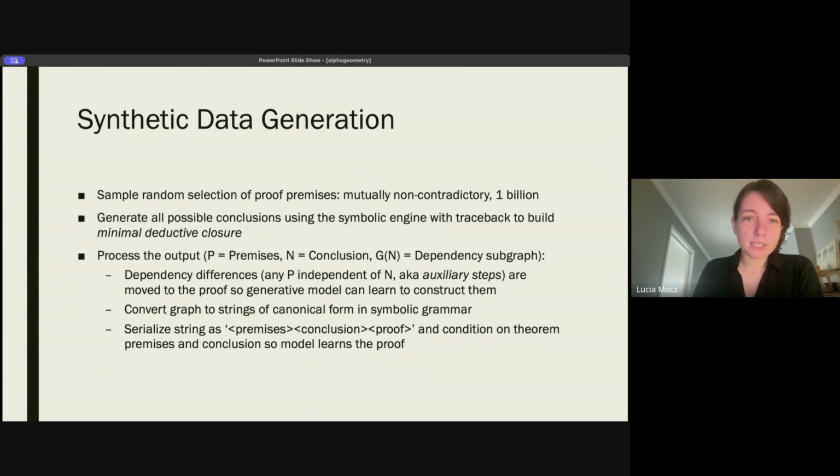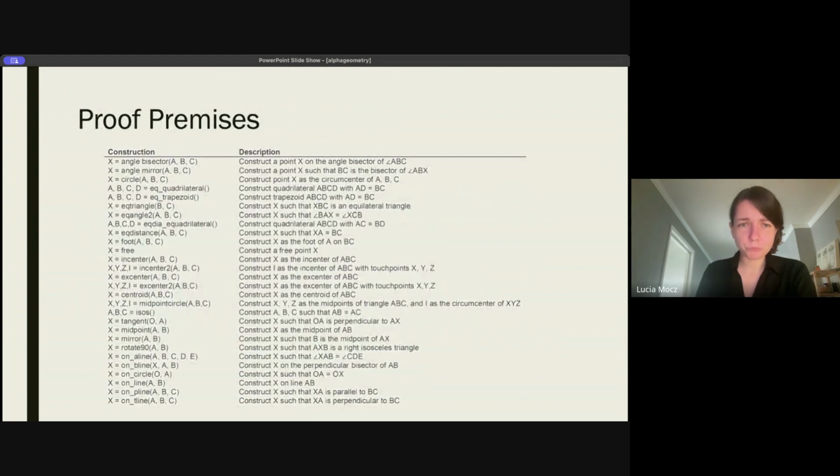So let's start with the very first step and take a look at a couple of proof premises that are going to be constructed. Proof premises generally look like this. These are in human-readable form; of course, they're translated into the symbolic language. They come in a form such as construct a point X on the angle bisector of ABC, or construct a point X on the line AB. This is maybe only a third of the general statements of the proof premises that were tried by AlphaGeometry in this synthetic data generation.